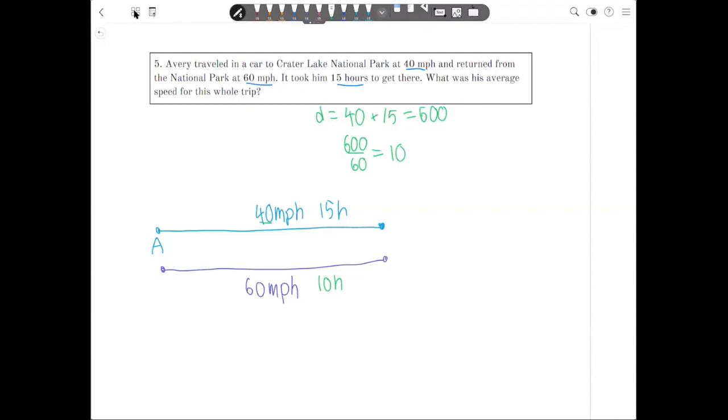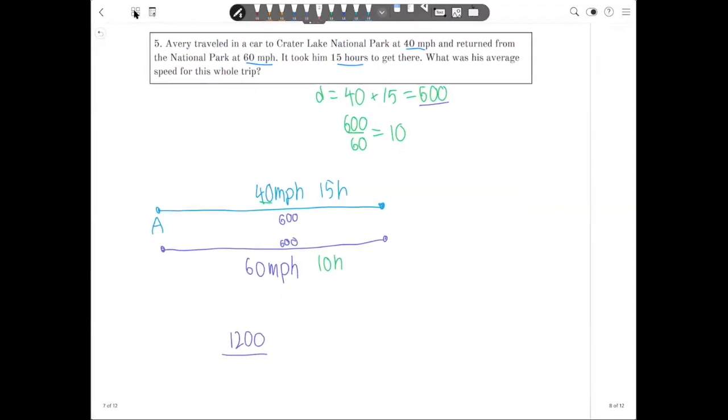And we're given that it takes 15 hours to get there and 10 hours to come back. And it's going to be 600 on each path. We've just found that out, right? Distance is 600. So 600 on the way there, 600 on the way back, 1,200 total miles. So 1,200 total miles divided by 10 plus 15 hours, which is just 1,200 divided by 25, which is 48.